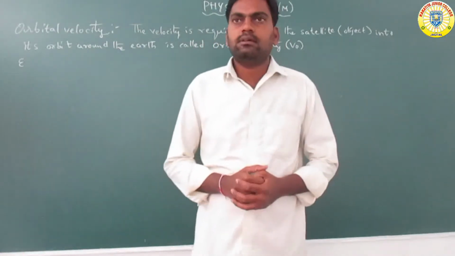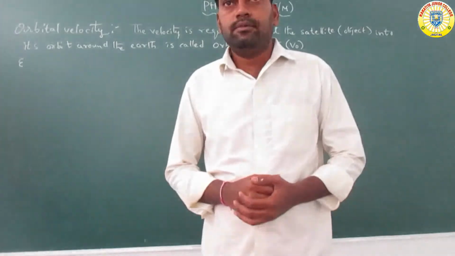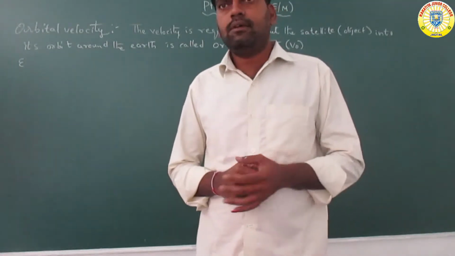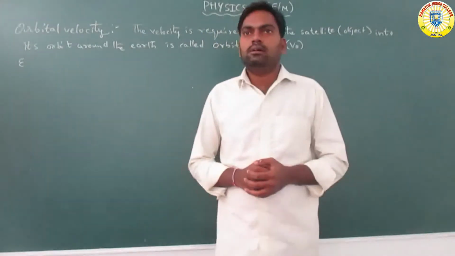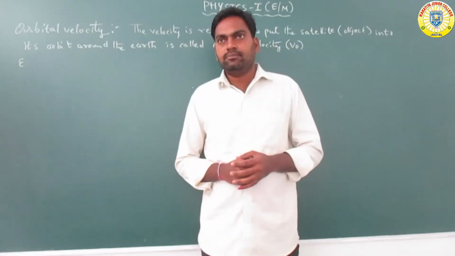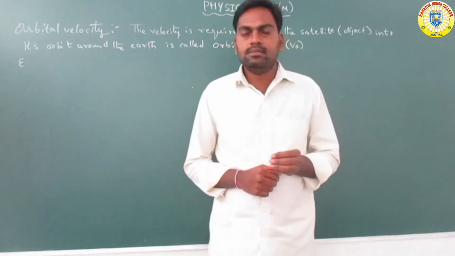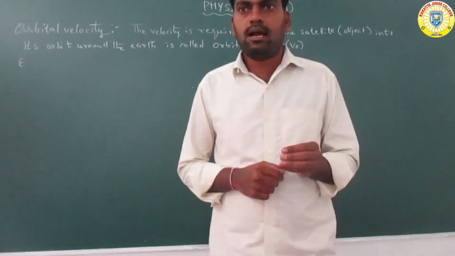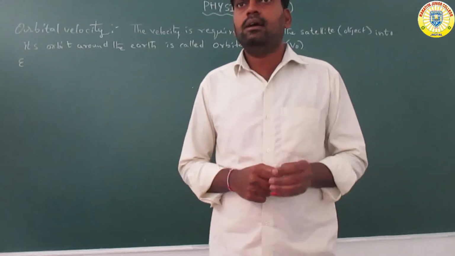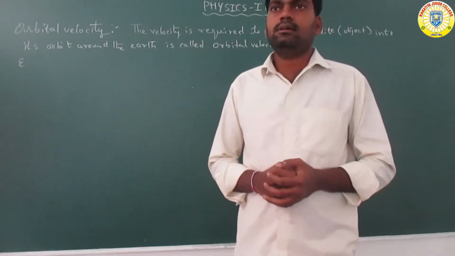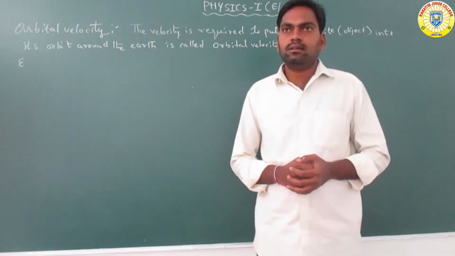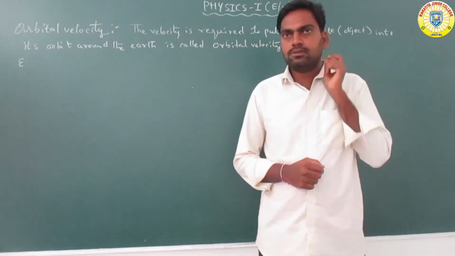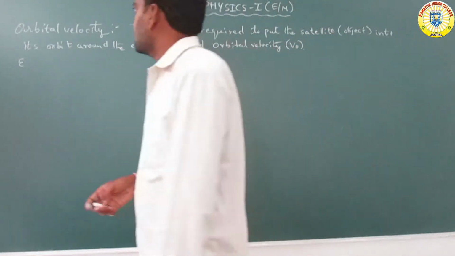Good morning, students. Last class we discussed the topic of Newton's gravitation law, and also the difference between small g and capital G. Small g means acceleration due to gravity. Capital G is known as the universal gravitational constant.